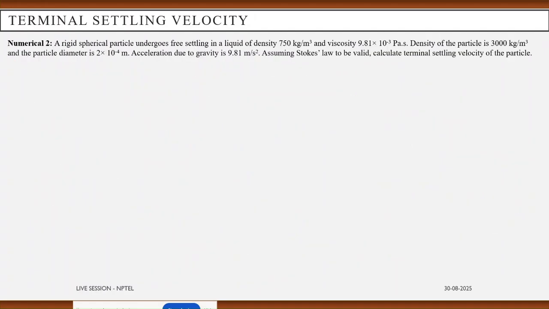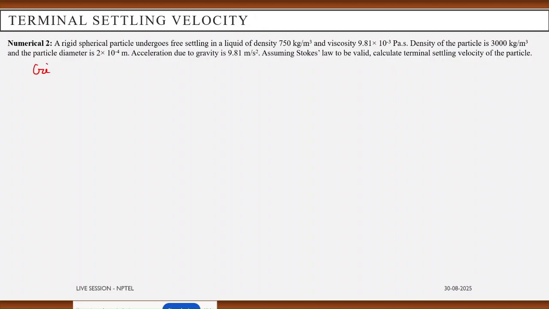Then we will move to the next question: a rigid spherical particle undergoes free settling in a liquid of density 750 kg per meter cube and the viscosity is 9.81 × 10 to the power minus 3 Pascal second. Density of the particle is given and particle diameter is given. You have to assume the Stokes law. So what will be the terminal settling velocity?